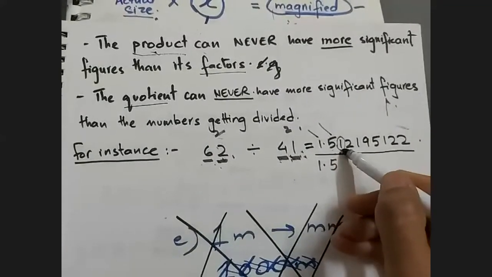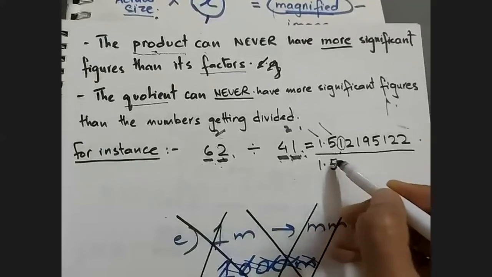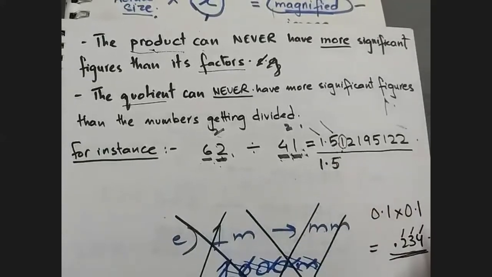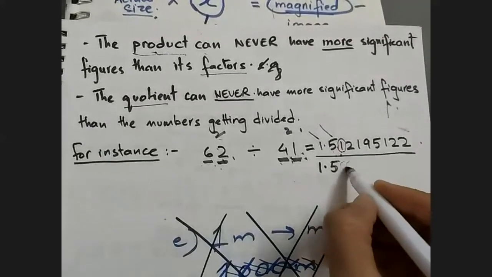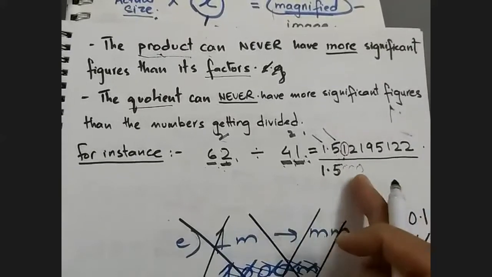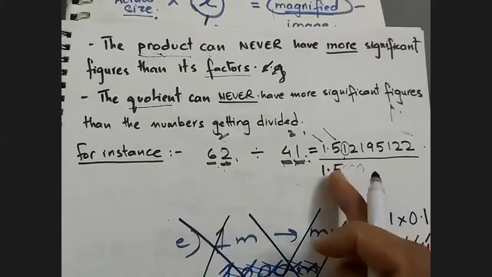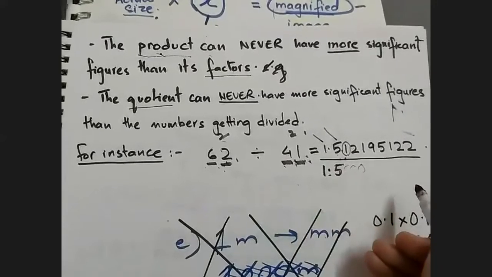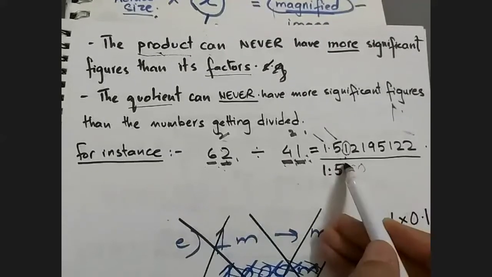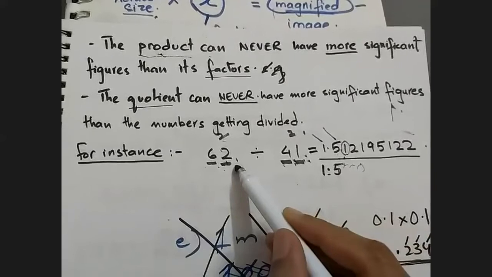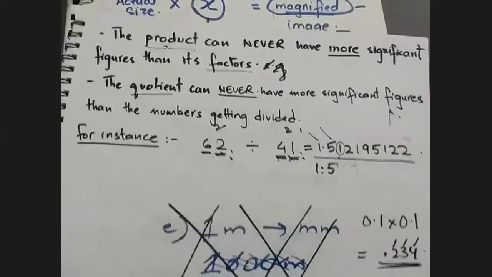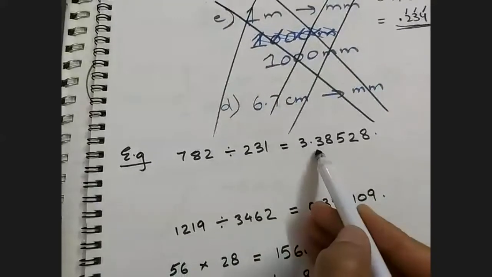No, it's less than 5. So I leave 5 as it is, and that's my answer. Do not add any zeros, because if you add zeros, they will also be significant since you have a decimal. And you cannot have more significant figures than the numbers that you're using for division. Okay, remember that.